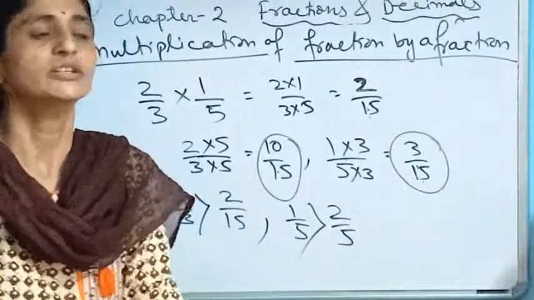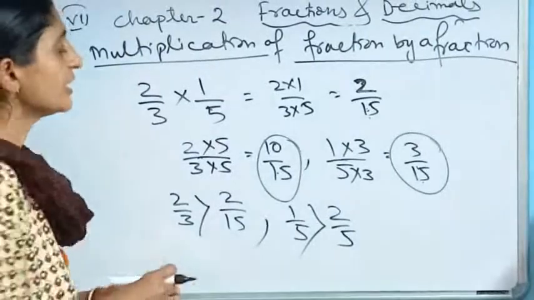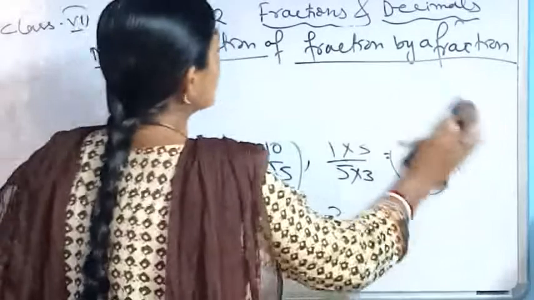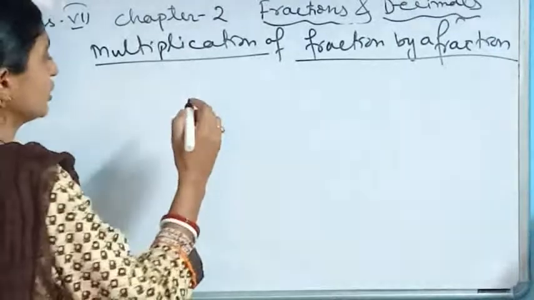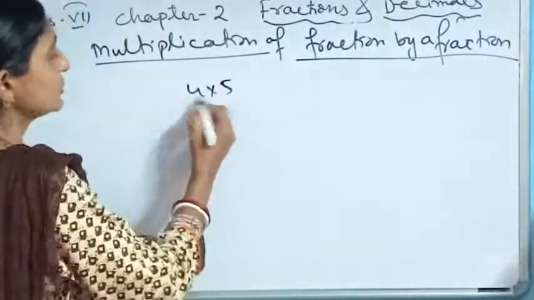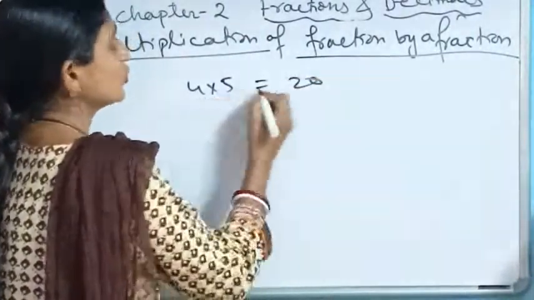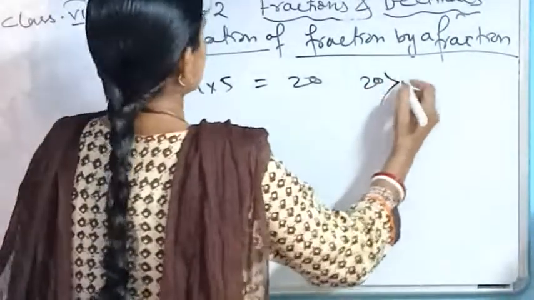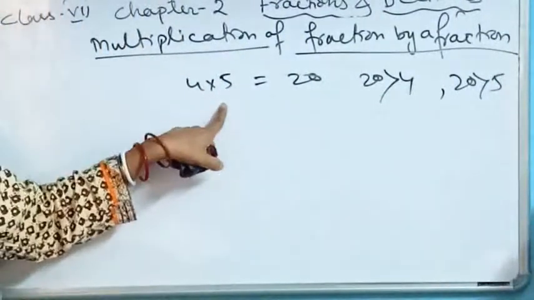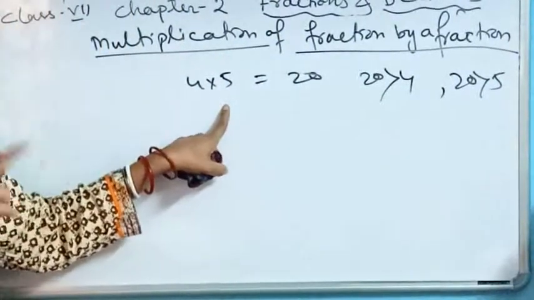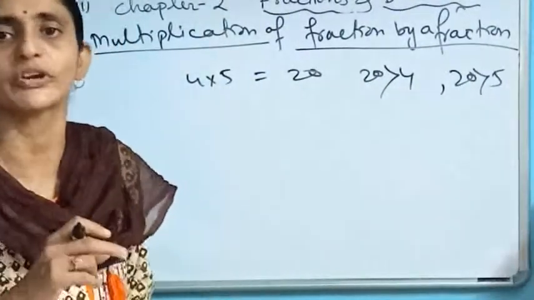Now come to the next one, where we will work with two improper fractions. What will happen? Let's see. As you have seen with whole numbers, when we multiply two whole numbers, you can recall, let me take 4 and 5. These are whole numbers. The product of these numbers will always be greater than each of them. Yes or no? Yes. 20 is greater than 4, and 20 is greater than 5. So this happens in the case of whole numbers, but in proper fractions we have seen the opposite thing happening. So what will happen in the case of improper fractions? Let's come to that one.